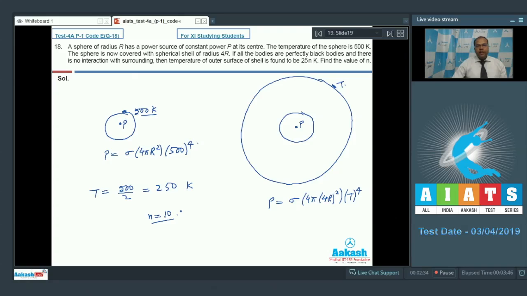So the correct answer for question number 18 is 10. Let's move to question number 19.